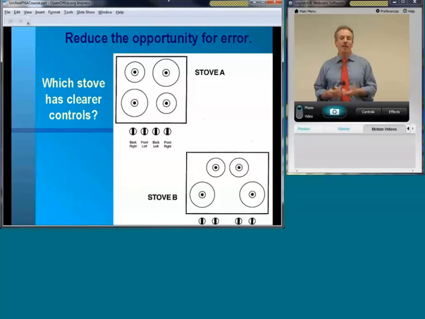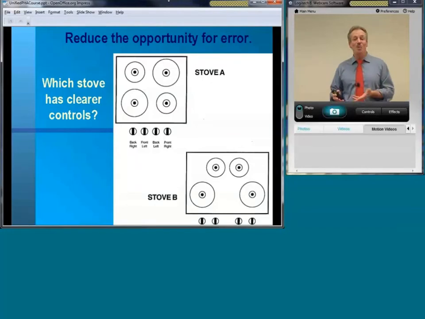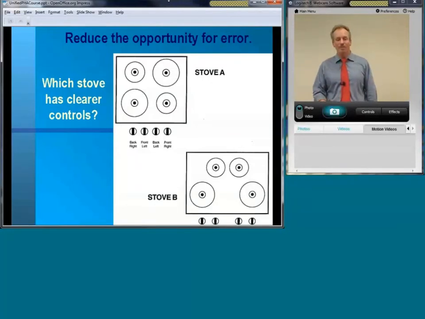So also in terms of physical layout, take a look at which stove has controls that are clearer. The one in the upper left-hand corner is decipherable as long as the labeling is correct and it hasn't worn off. The one in the lower right-hand side hardly needs labeling. There's a direct correlation between the control mechanisms and what you're doing with it.